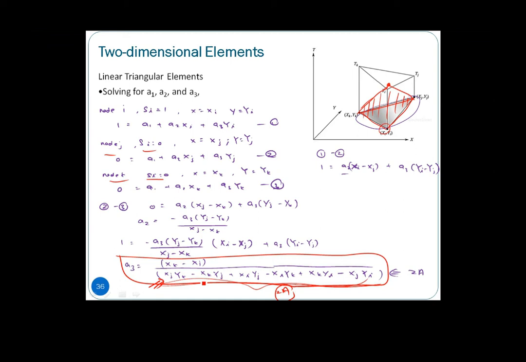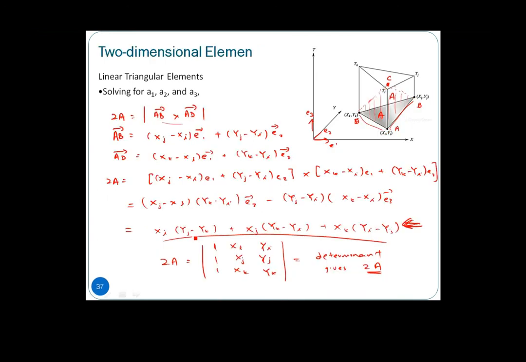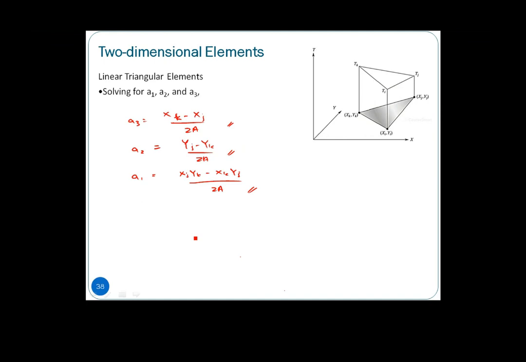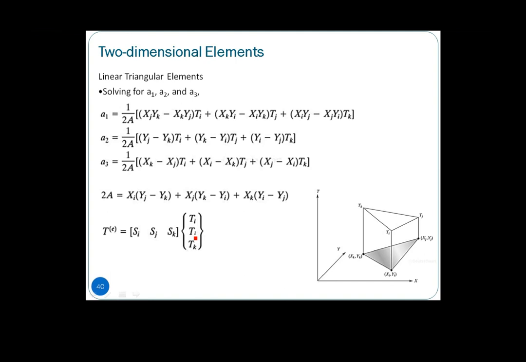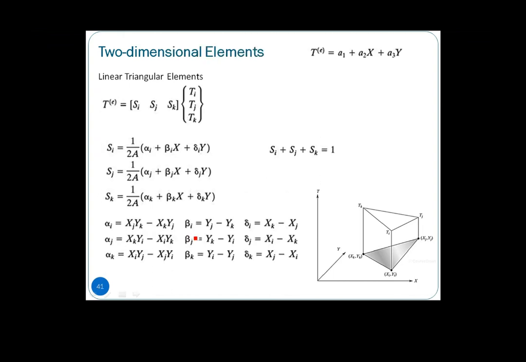Then if I substitute back, A3 is xk minus xj divided by 2a. A2 is yj minus yk divided by 2a, and A1, if you substitute back, is xjyk minus xkyj over 2a. With this, if you expand it, you will get something similar to what we have here. So at the end, your shape functions can be determined in terms of this.